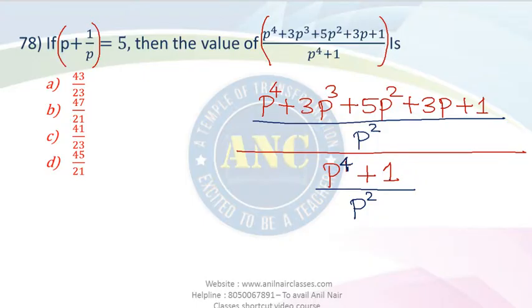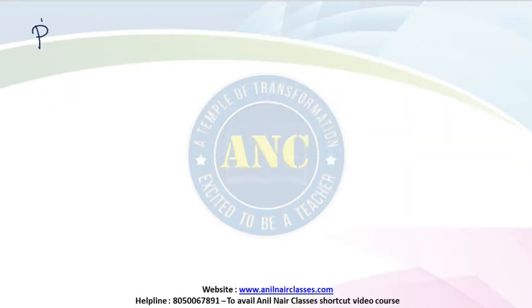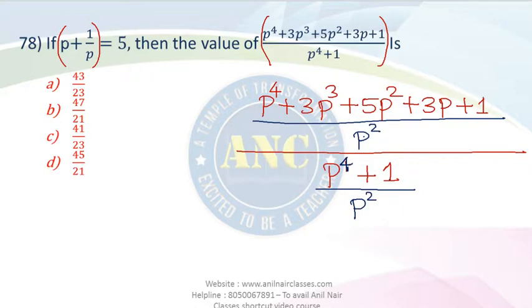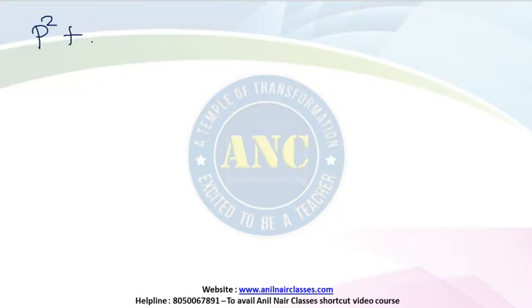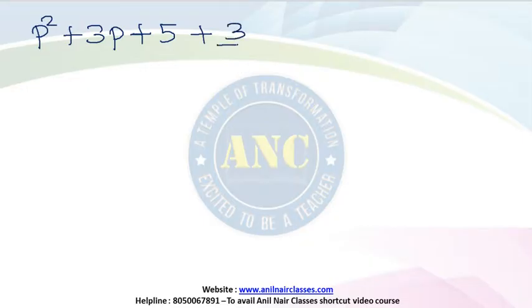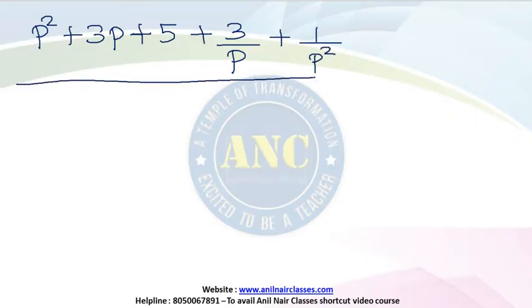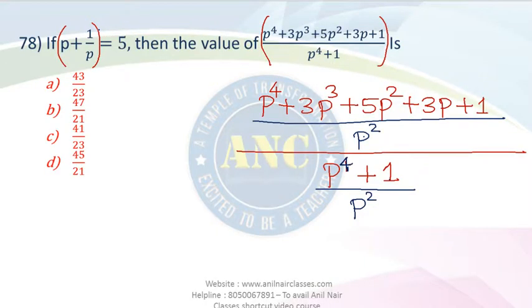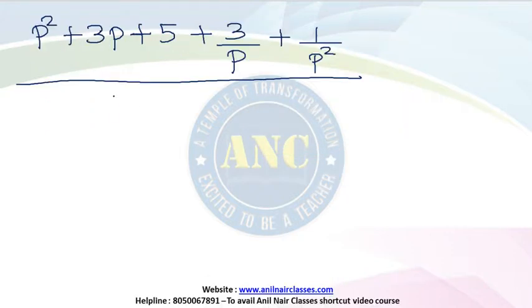P power 4 divided by p square becomes p square. Plus 3p cube by p square, 5p square by p square. 3p cube by p square is nothing but 3p. 5p square by p square is nothing but 5. Plus the next two terms: 3p divided by p square is nothing but 3 by p, plus 1 by p square. I will write it as it is. Whole thing divided by p power 4 by p square, which is p square, plus 1 by p square. I will write it as it is.